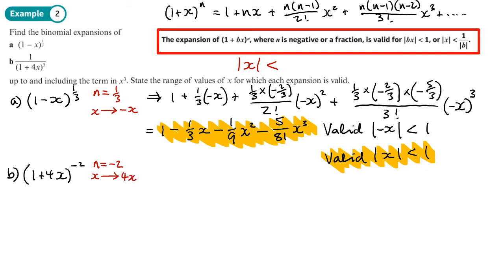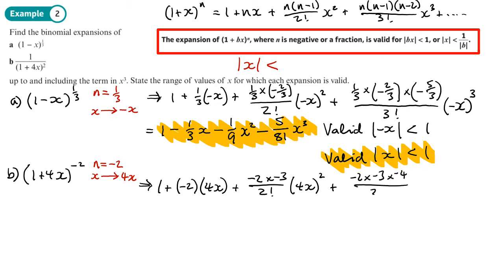So let's now do that. So we will have 1 plus nx, so 1 plus negative 2 times 4x, so there's my nx, plus n times (n minus 1), so that's going to be negative 3, over 2 factorial, and then x squared, so that's (4x) squared, not just 4 and then just the x squared, but the whole thing squared, plus n times (n minus 1) times (n minus 2) over 3 factorial, and then (4x) all cubed, plus dot dot dot. So simplifying time, 1 minus 8x.